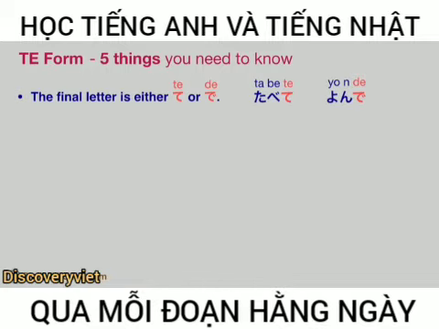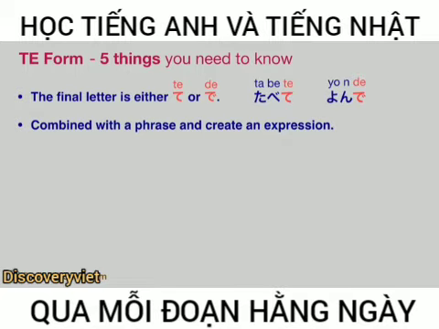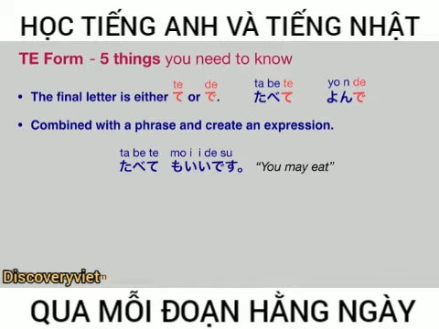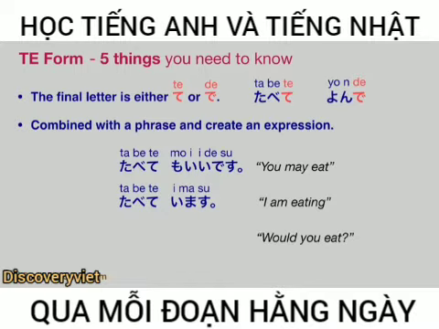Point number 2. As we just discussed, te form is combined with a phrase and create an expression. As you already know, you may eat is 食べてもいいです。I am eating or somebody's eating right now is 食べています。If you want to make a polite request, would you please eat? Then you say 食べてくれますか? There are so many more expressions that take te form like this, and we are going to cover many of them in this course.